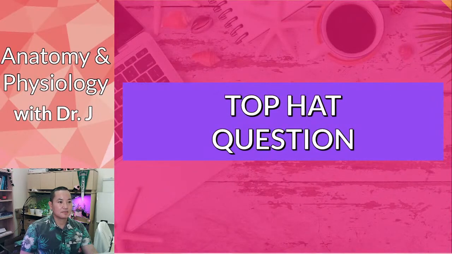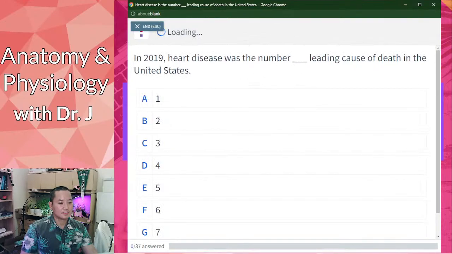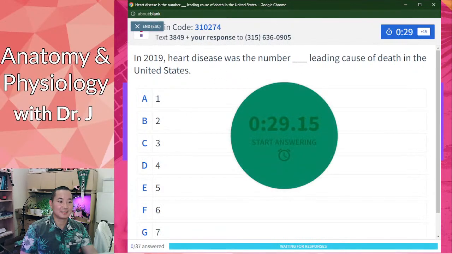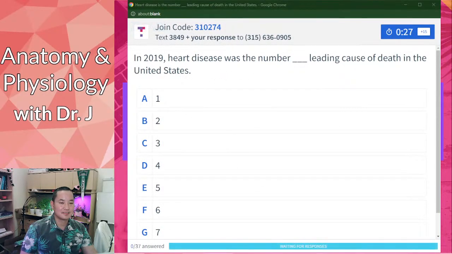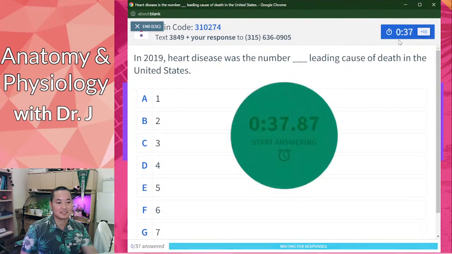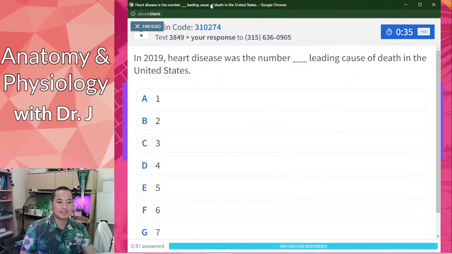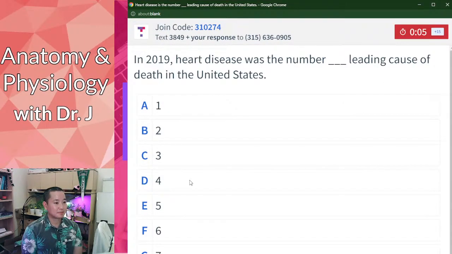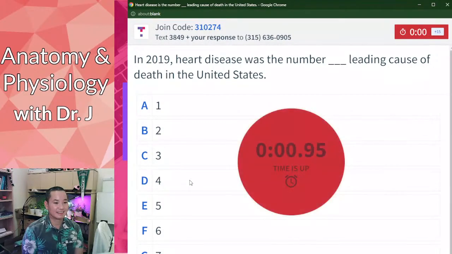And let's go to a quick Top Hat question. Now, things have probably changed in the time since, because due to obvious reasons, something else started to affect the causes of death in the United States. But pre-pandemic, where do you think heart disease ranked? So yes, this is pre-COVID. I have to actually look up where it ranks now.